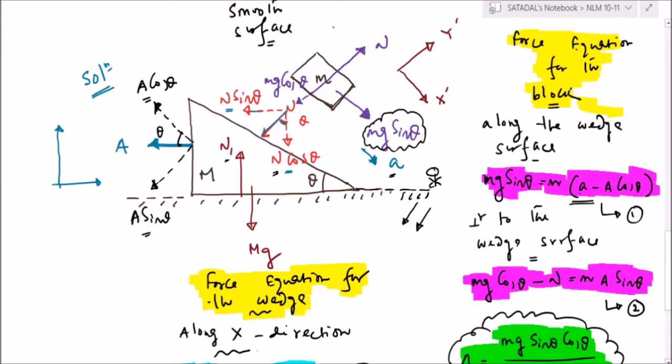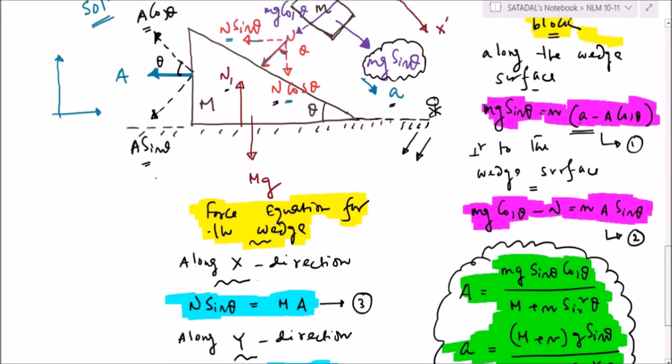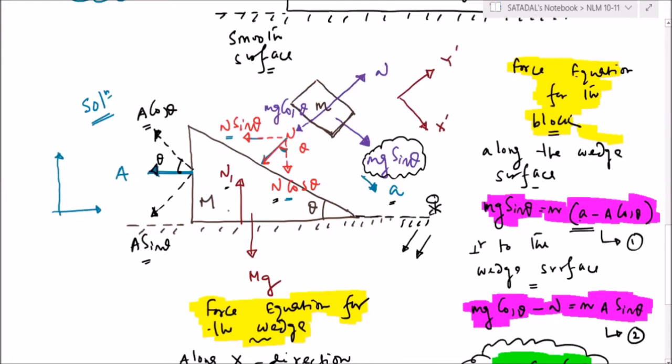Akshari? Sir, along the y direction, we should only consider net force, no? Force is not there, no? You check. Wedge is accelerating along x only. So there is no acceleration along y. Sir, understood. Thank you. Okay.